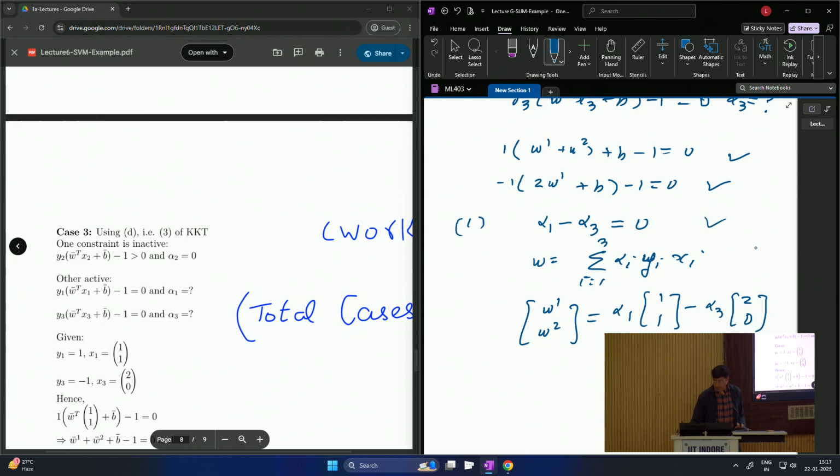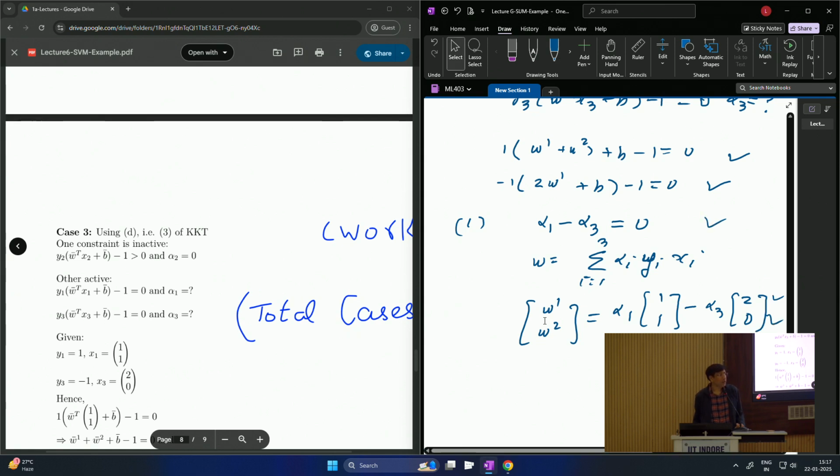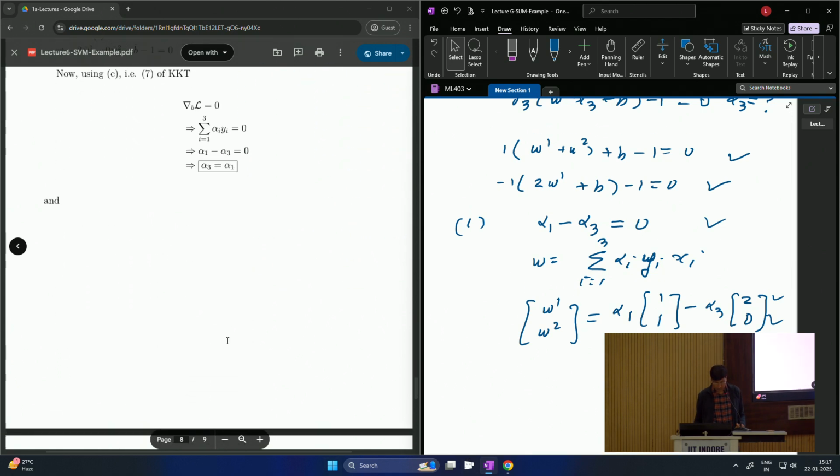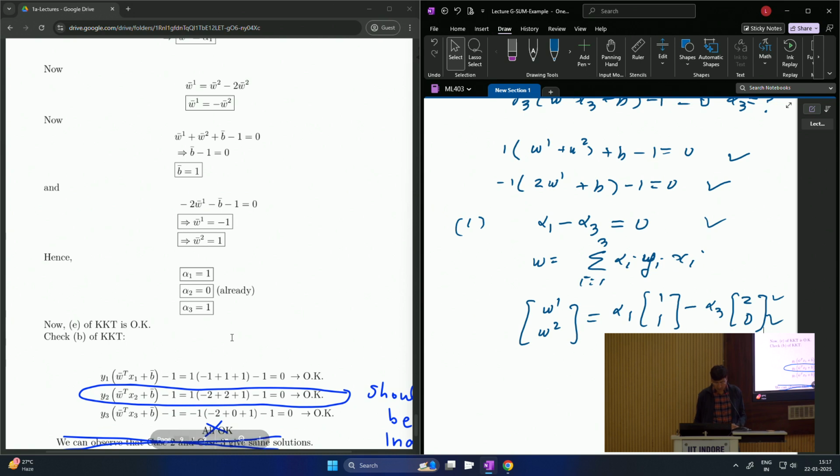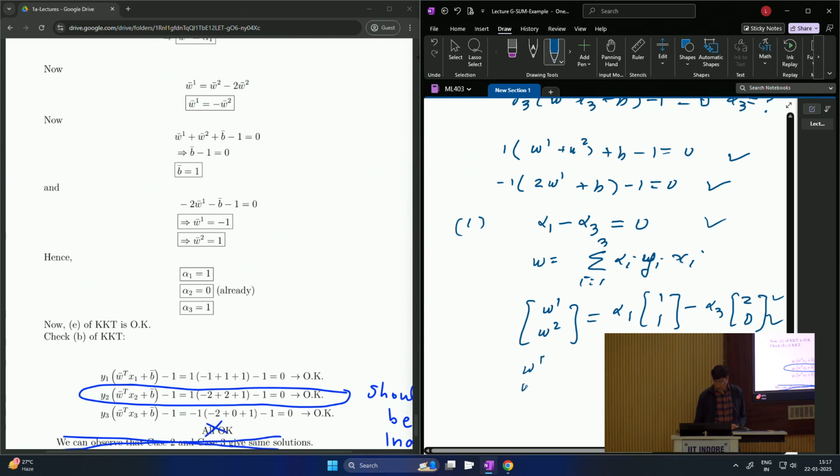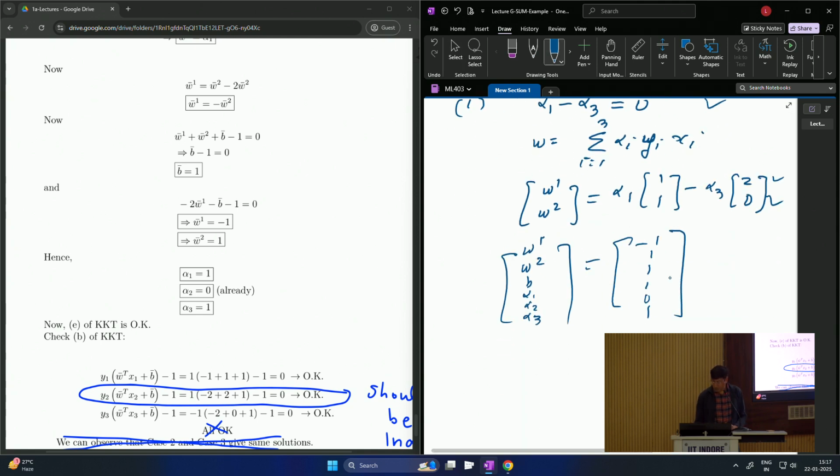So how many equations do you have? 5 equations, 5 unknowns. Did anybody solve it? What do you get? Okay, let me write it down. I think this is all solved here. So you get W1, W2, B, alpha 1, alpha 2, alpha 3, and you get this as minus 1, 1, 1, 1, 0, 1. Everybody comfortable?